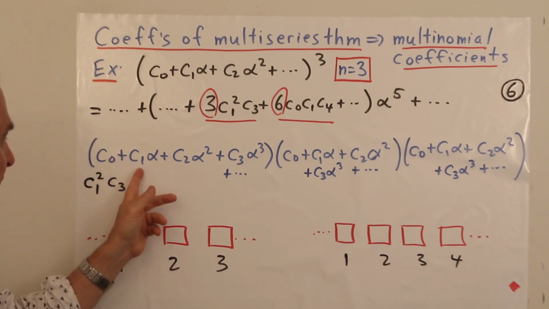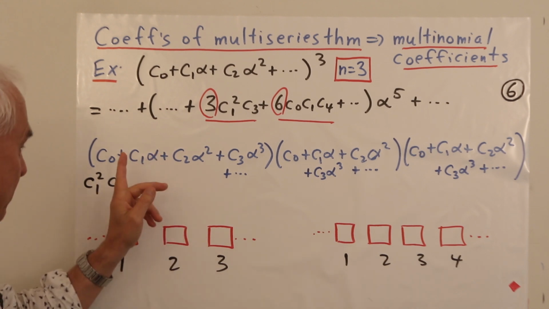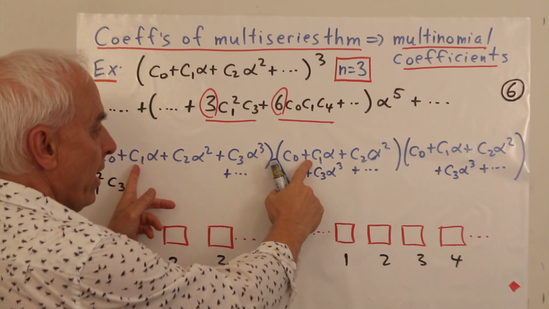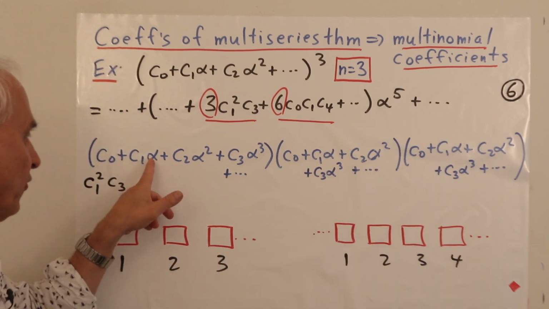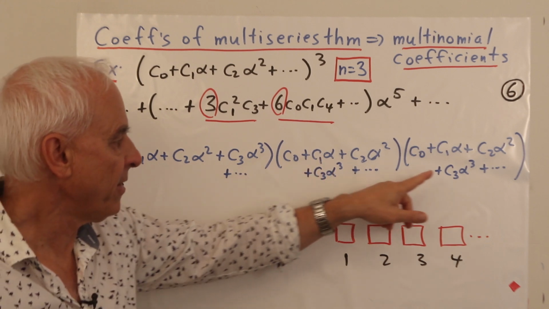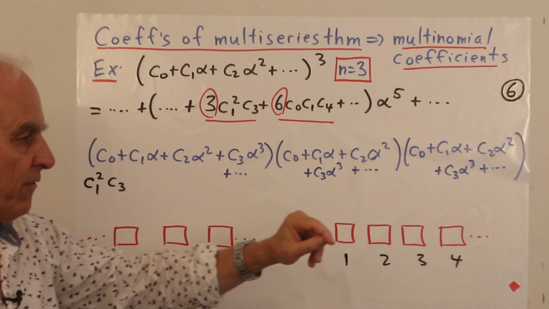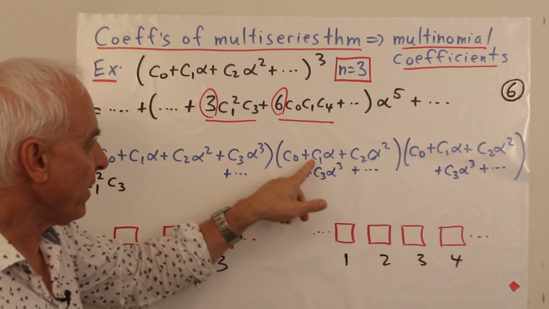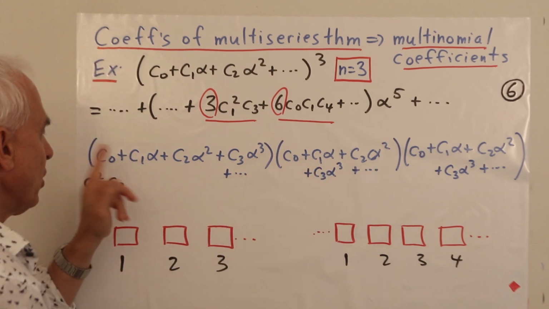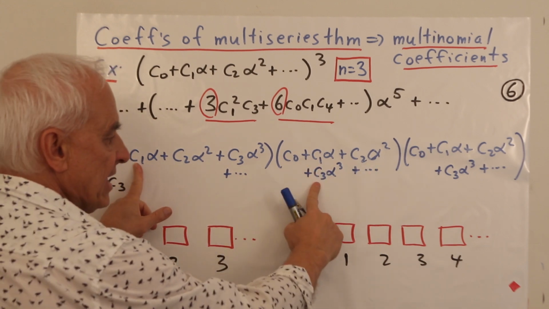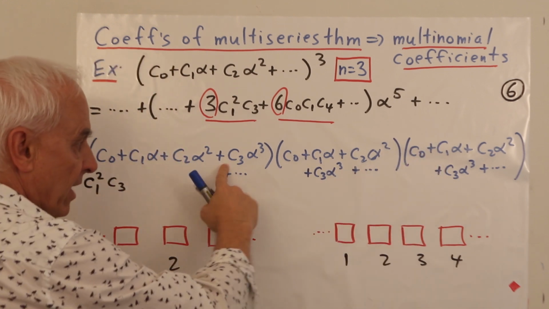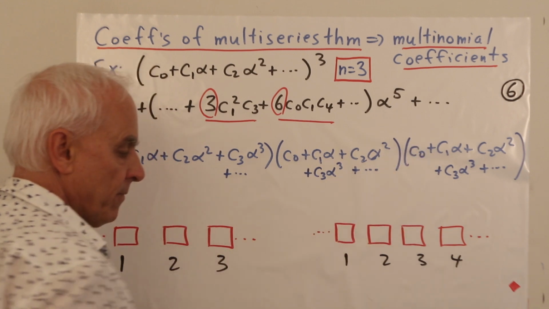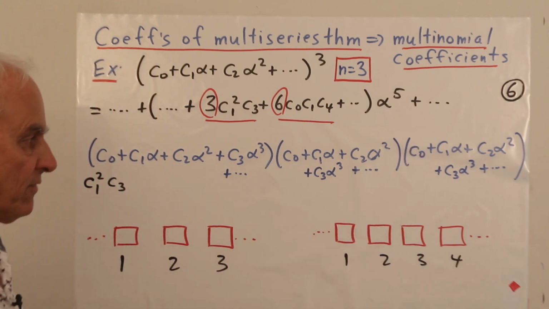Okay, so we need to pick up a c1. We need to pick up 2 c1. So maybe that's c1 and that's c1 times that c3. Okay, that also gives an alpha cubed. So yes, indeed, we'll get an alpha to the 5th. So there's one way of doing that. But another way is to choose this c1, that c3, and that c1. And another way is to choose that c3, and that c1, and that c1. And those are the only ways of doing that.